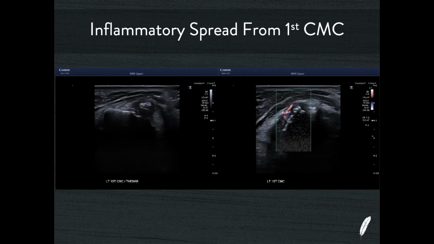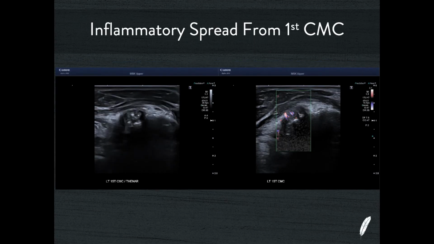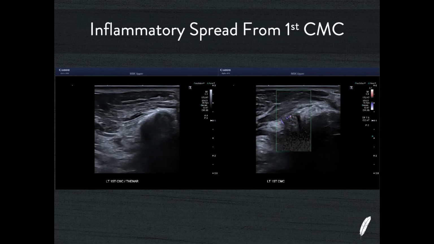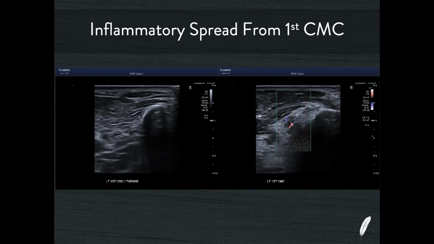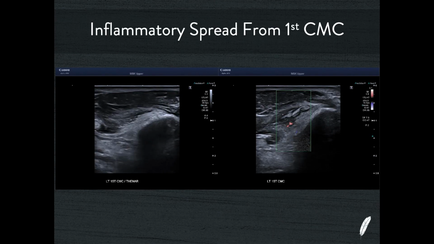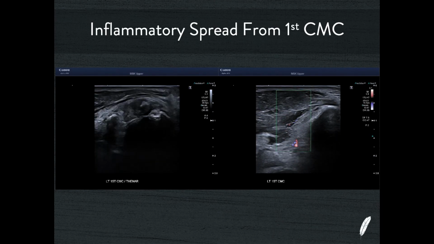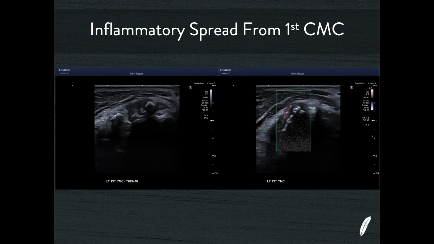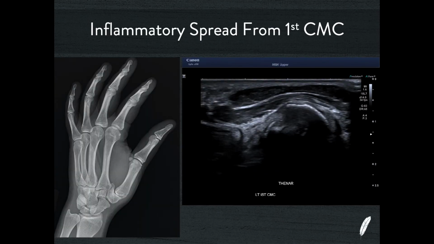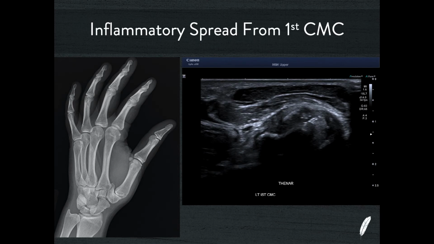So it starts with classic first CMC joint arthritis, then you get the synovitis, and then you get the spread of the synovitis down the joint capsule along that first metacarpal shaft, and then it starts to cause some edema of those thenar muscles. I see this really commonly, and I think it's just a really nice diagnosis to make.